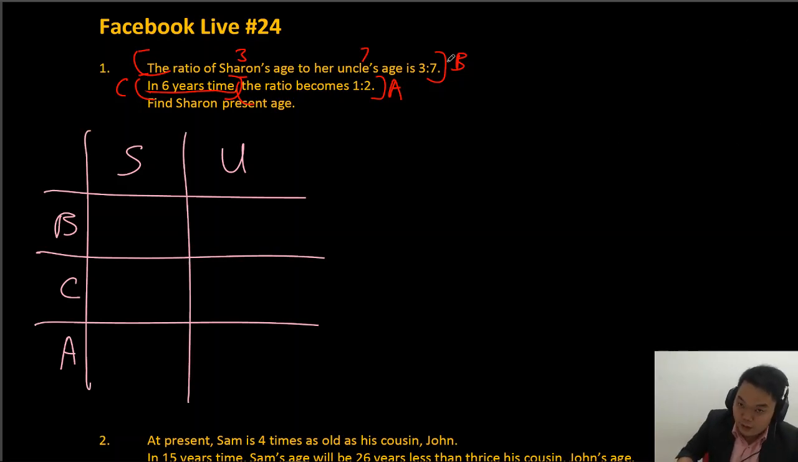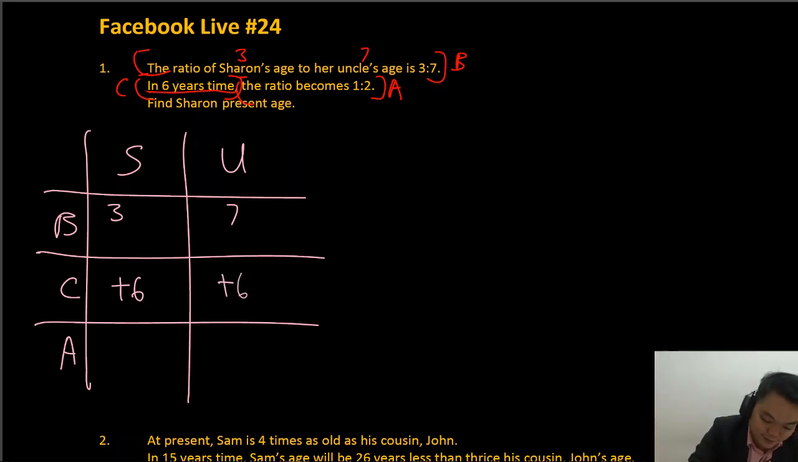So let's input whatever we know first. Sharon here is 3, uncle here is 7. In 6 years' time, both of them are going to age by 6 years. It's not possible for one of them to age and the other person doesn't age if they are both alive. That ratio becomes 1:2. How do you know that this has to go to Sharon? Because if Sharon is younger than the uncle, there is no way that Sharon can be older than the uncle.